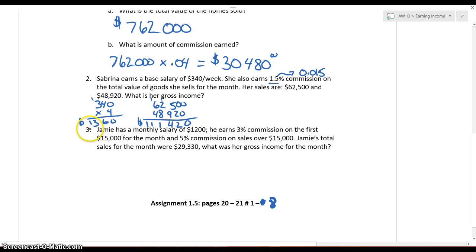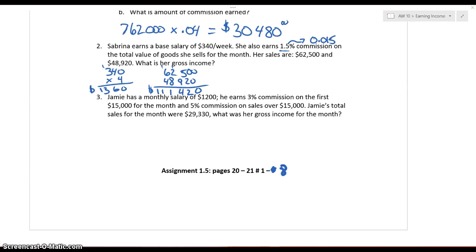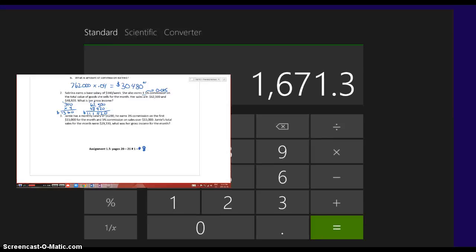So to figure out what we add to the 1360, we need to figure out what 1.5% of that is. So we're going to take the 111,420 and times that by 0.015. So that's 1671.30.